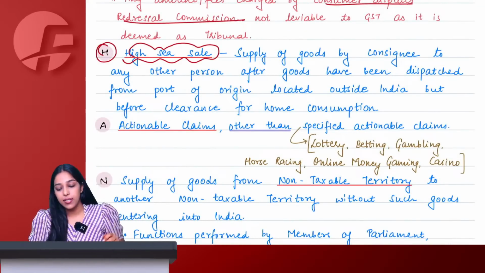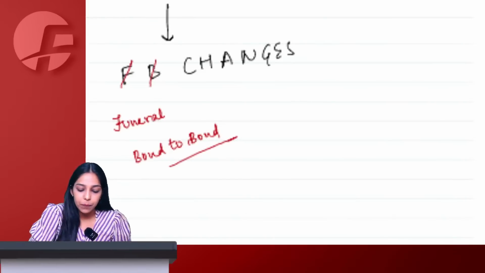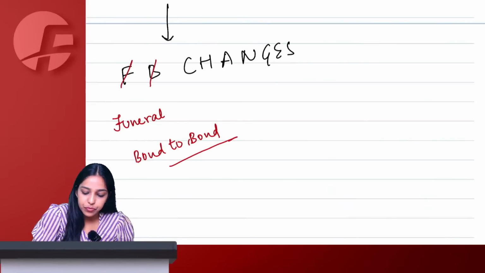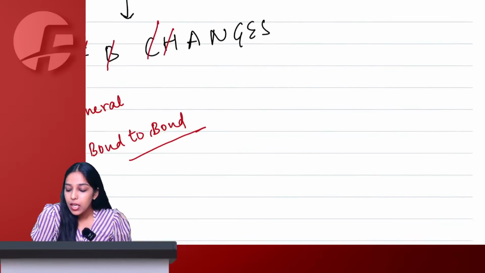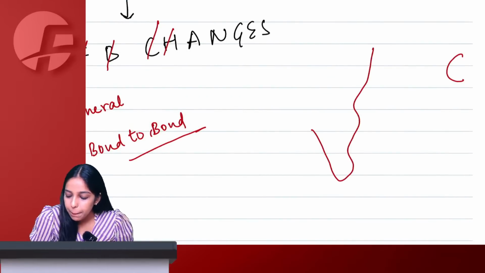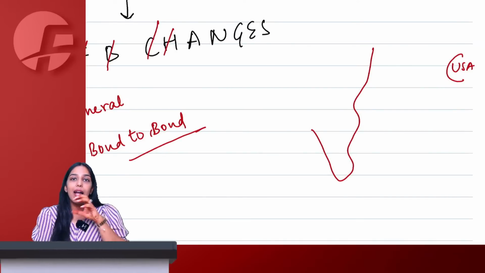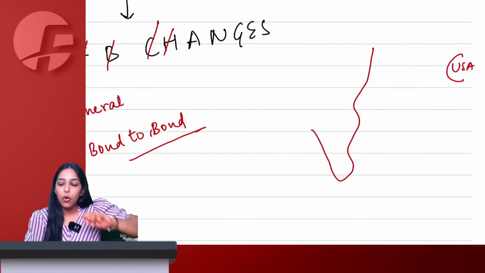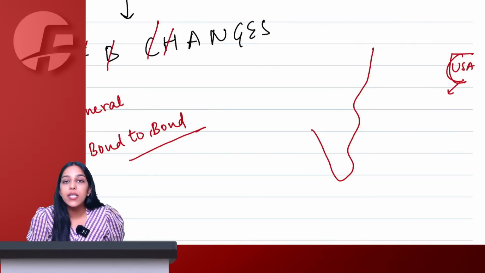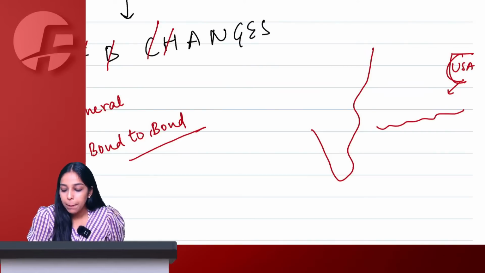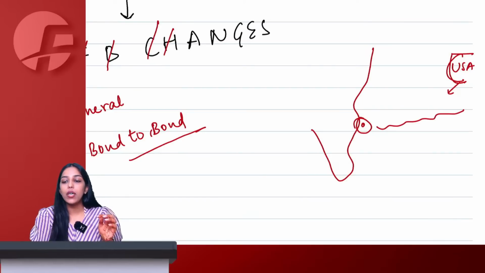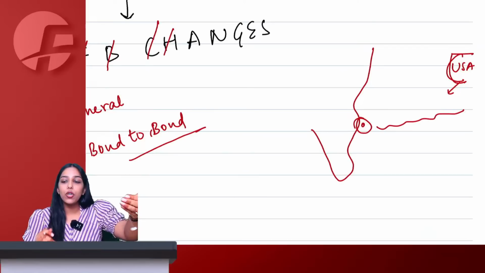High, what is high sea sale? Not the high that you are thinking. High sea sale means the goods, this is India, and let's say this is China, USA, whatever you want to take. So the goods are actually moved from the port of exportation. From here the goods have left. The goods are still on the high sea, or even if the goods have reached here, I have not yet cleared them for home consumption, which means the goods have left the port of origin.